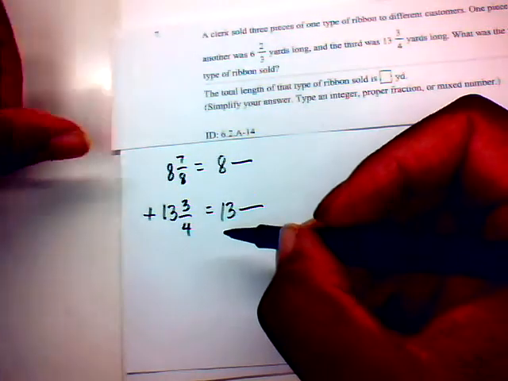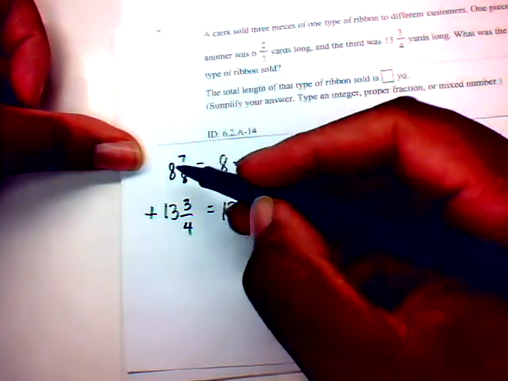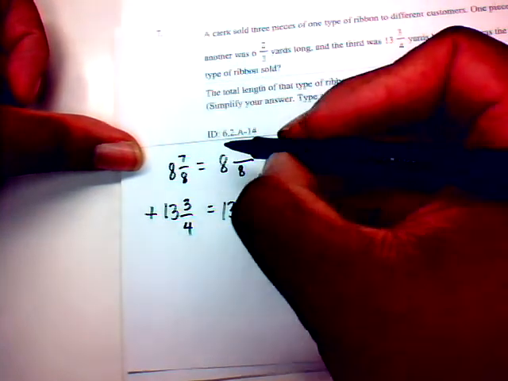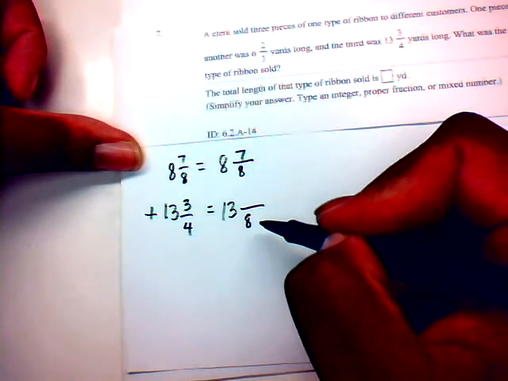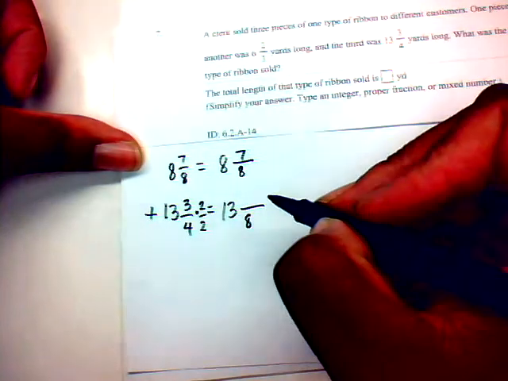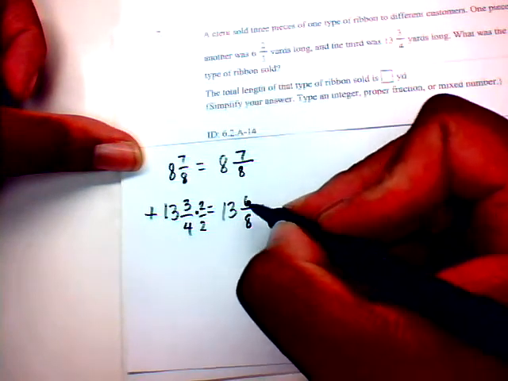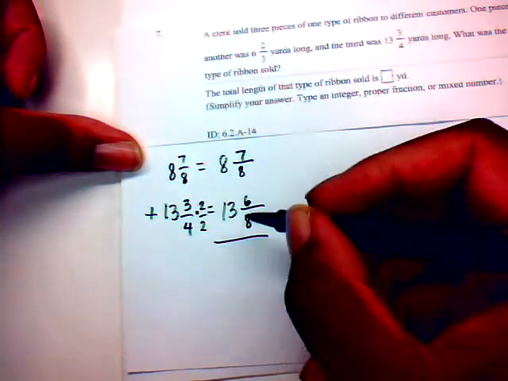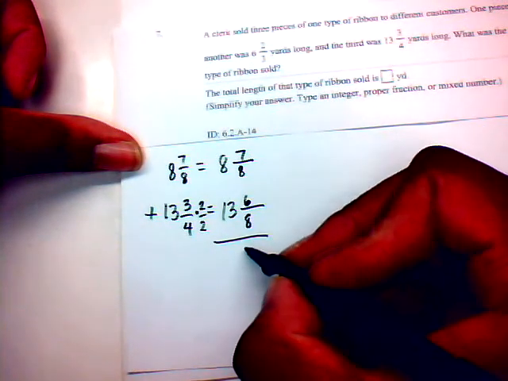Okay, the common denominator for 8 and 4 is simply going to be 8. For 7/8, with a common denominator of 8, it's just going to be 7/8. But for 3/4, an equivalent fraction with a common denominator of 8, I need to multiply the numerator and the denominator by 2. So 3 times 2 gives me 6. So I've got 8 7/8 plus 13 6/8.